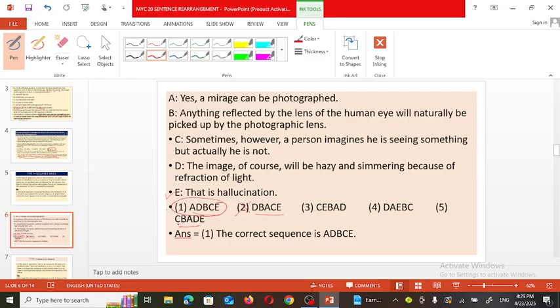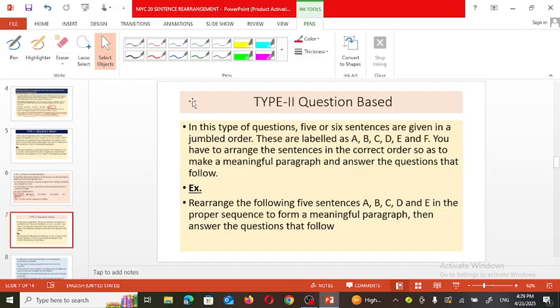And here in the C option, sometimes, however, a person imagines he is seeing something but actually is not. And after that, they have given this: anything reflected by a lens. So there is no connectivity between this B and C statement. That means after C, there won't be the B statement, and that's why we cannot consider this fifth option also. So only the first option can be considered here, and it makes a meaningful paragraph. Okay, so in this way we have to attempt this question. Now see the second type of question.